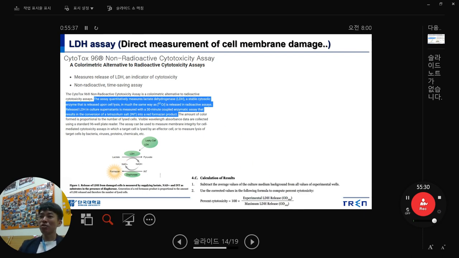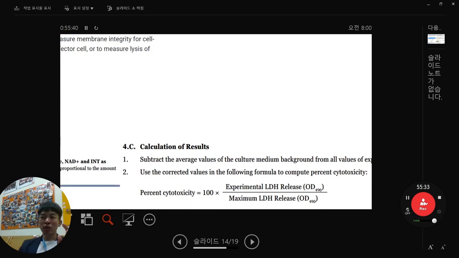When you use this kit, you manually lyse some of your cells with a lysis buffer, some soap-like buffer such as SDS, and then you can get the total LDH amount as the maximum. Then you can see how much your nanoparticle, your material, induces the release of LDH from the cells, and you can calculate this as a percentage.